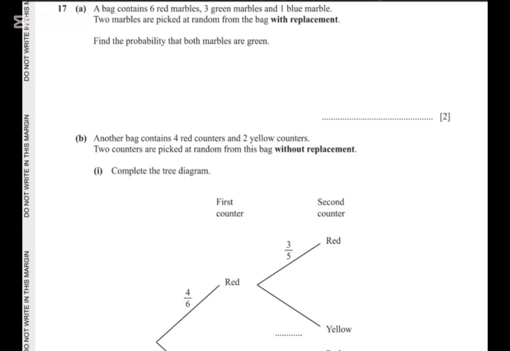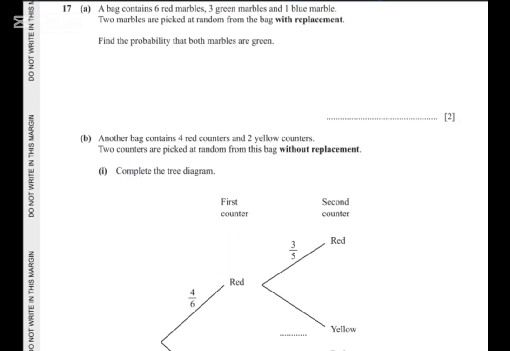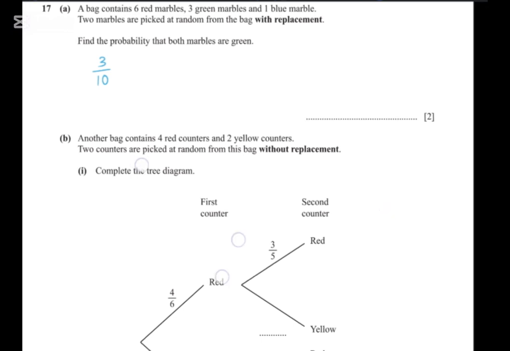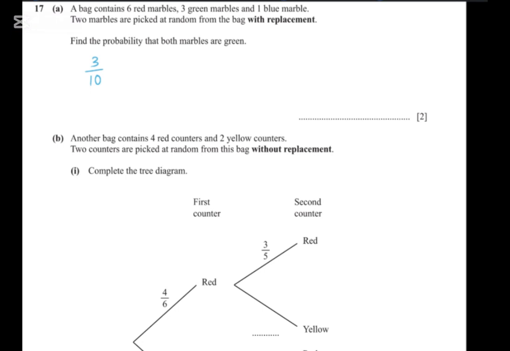Now we need to find the probability that 2 marbles are picked, right? So those two should be green marbles. So now first of all, total number of marbles are 6 plus 3 is 9, 9 plus 1 is 10. Out of 10, there are 3 marbles that are green. That is the first pick. Then when it is replaced, again there are 3 marbles green. So 3 by 10 times 3 by 10. So it is 9 by 100. The probability is 9 by 100. So your answer is 9 by 100.